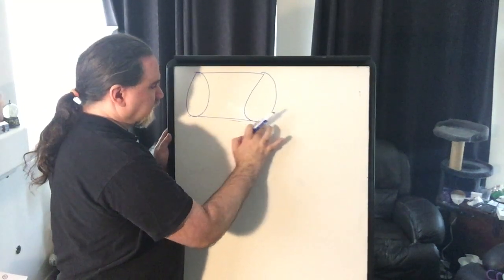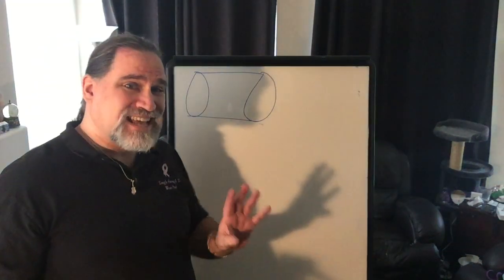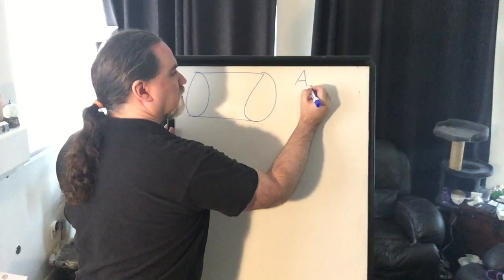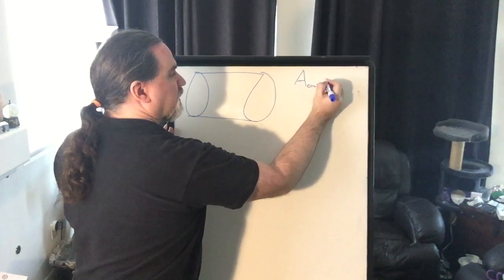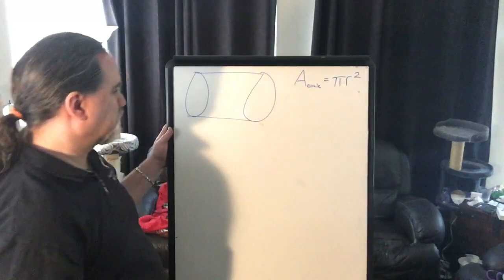Again, not perfect, but close enough. Now remember, in order to find its area, we've got to remember that one. So the area of a circle is pi times the radius squared. So I need the radius.